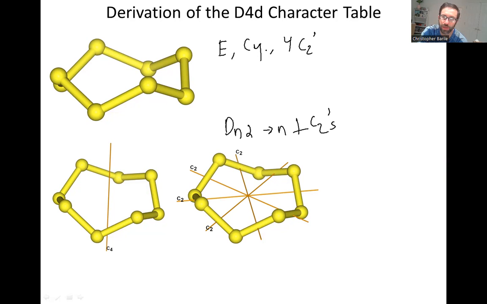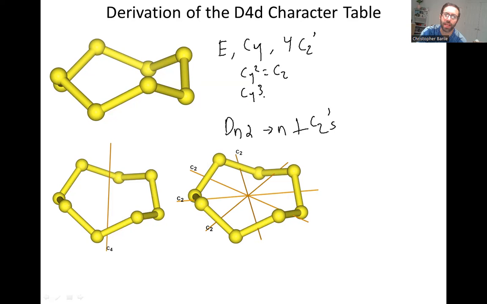But then we can generate some other operations from this C4. We can have a C4 twice. That's going to be equal to a C2. That's a 180 degree rotation. So it's taking this atom to that atom, this atom to that atom, doing a clockwise rotation. And then we'll also have C4 3 times.